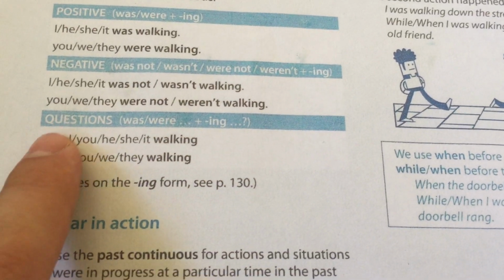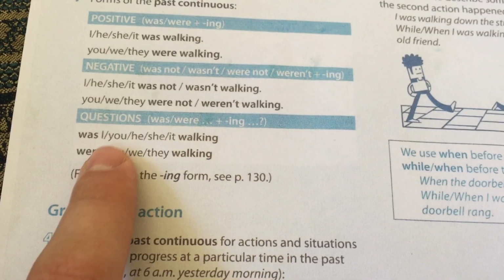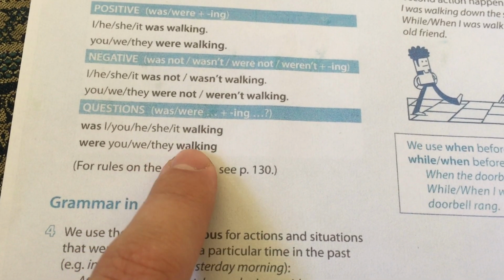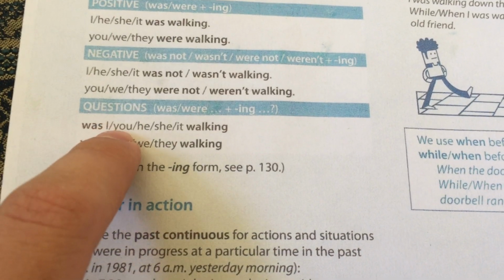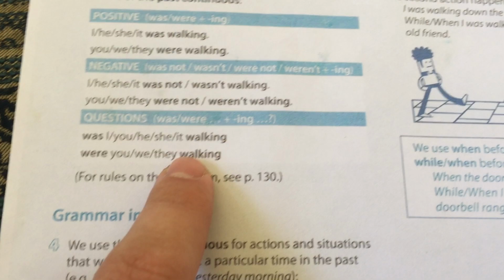And questions. Was I walking? Was he walking? Was she walking? And so on. Were you walking? Were we walking? Were they walking? Here you can see was you, but that's wrong. We have to say were you? Were you walking?